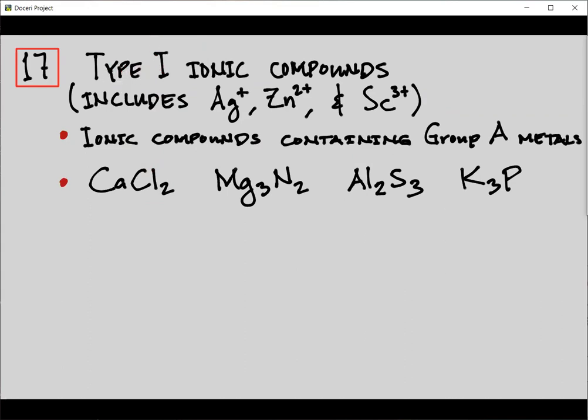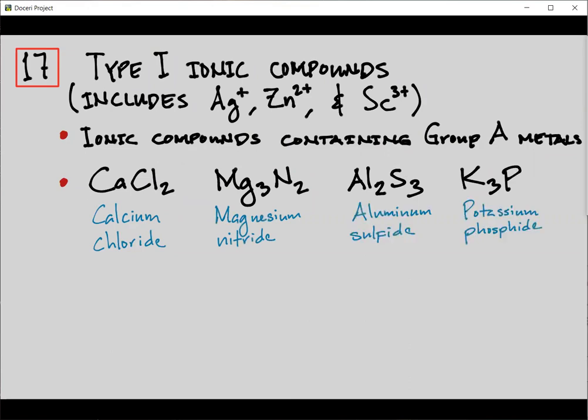The reason why we have two different types is because we name them differently. So let's take a look at type 1 first. This one is calcium chloride. Right? So you have calcium here, chloride, calcium chloride. Here we have magnesium nitride. So remember that these nonmetals, they all end in IDE. So you have a chloride, nitride, sulfide, phosphide. Magnesium nitride, aluminum sulfide, potassium phosphide.